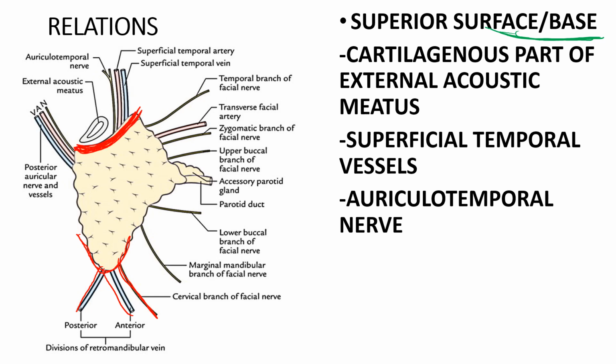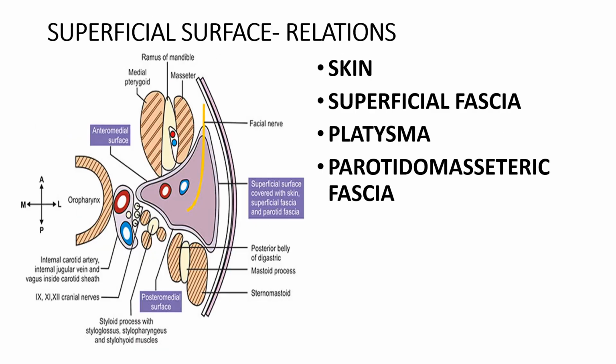You can see that it is related to a nerve here. This is the auriculotemporal nerve, and it is related to two vessels, namely the superficial temporal artery and the vein. It is also related to the external acoustic meatus. So what are the structures at the base of the parotid gland? You have the auriculotemporal nerve, superficial temporal vessels and external acoustic meatus. That is the relation of the base.